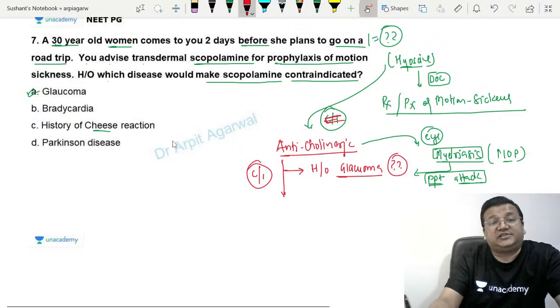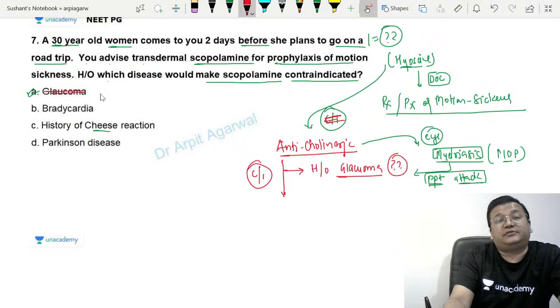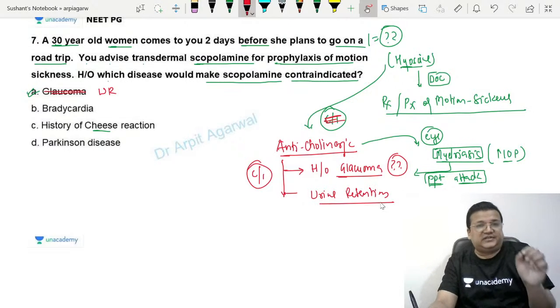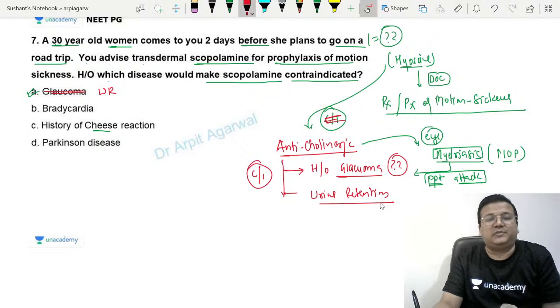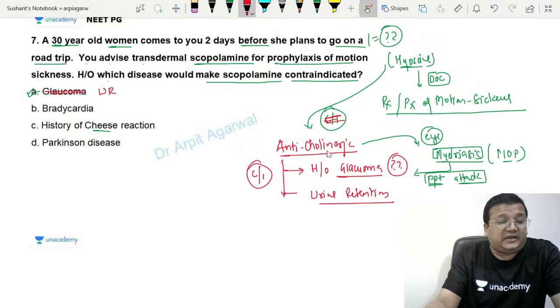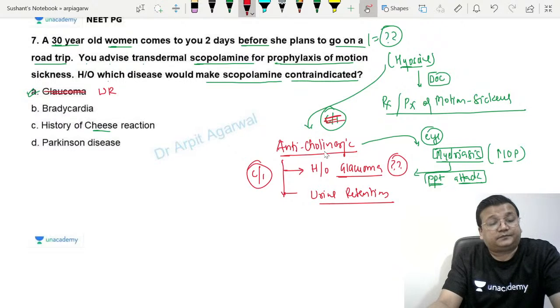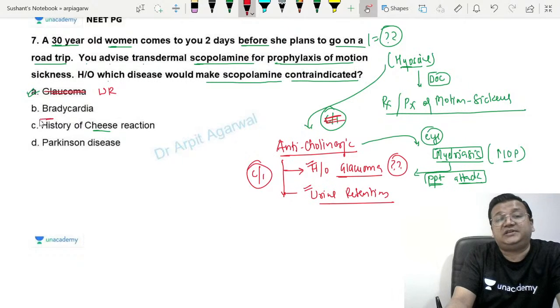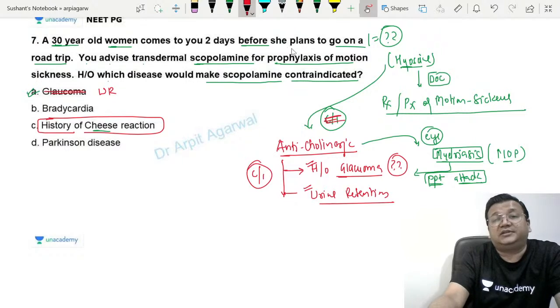Second, if glaucoma was not given as an option, what else could have been the answer? History of urinary retention would also make anticholinergics contraindicated, because anticholinergics relax the bladder and cause further urinary retention. So whenever you are asked contraindications of anticholinergics, you have to remember at least glaucoma history and urinary retention. There is nothing of cheese reaction here. Hyoscine has got nothing to do with cheese reaction.